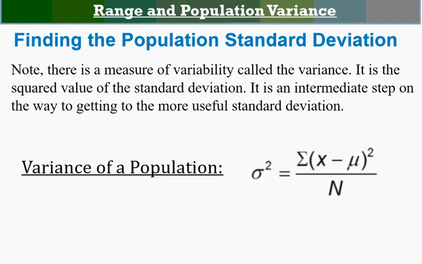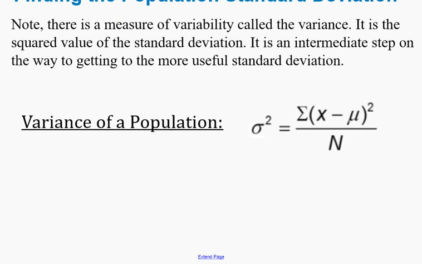Note there is a measure of variability called the variance. It is the squared value of the standard deviation. It is an intermediate step on the way to getting to the more useful standard deviation. So you'll see it in books. All it is, it's the value you got before you took the square root. So we call that the variance.